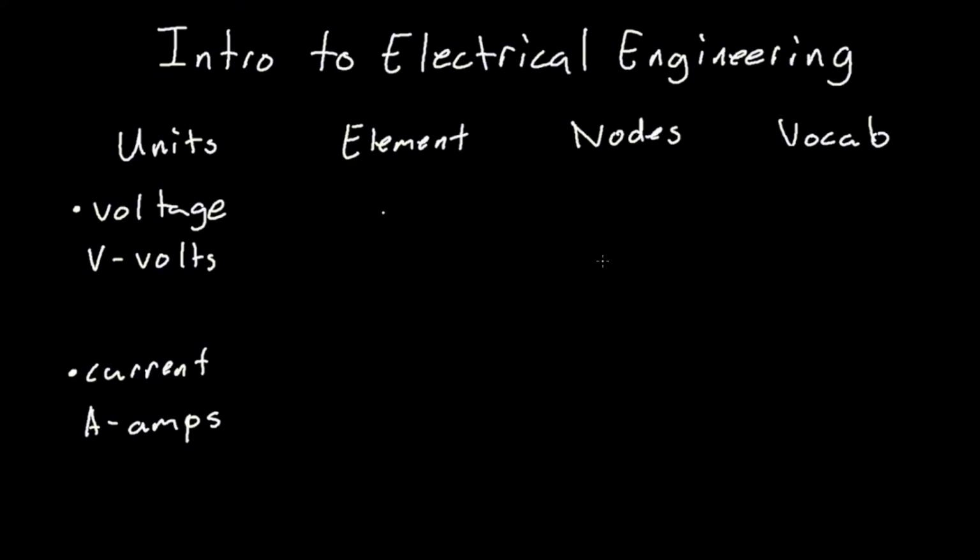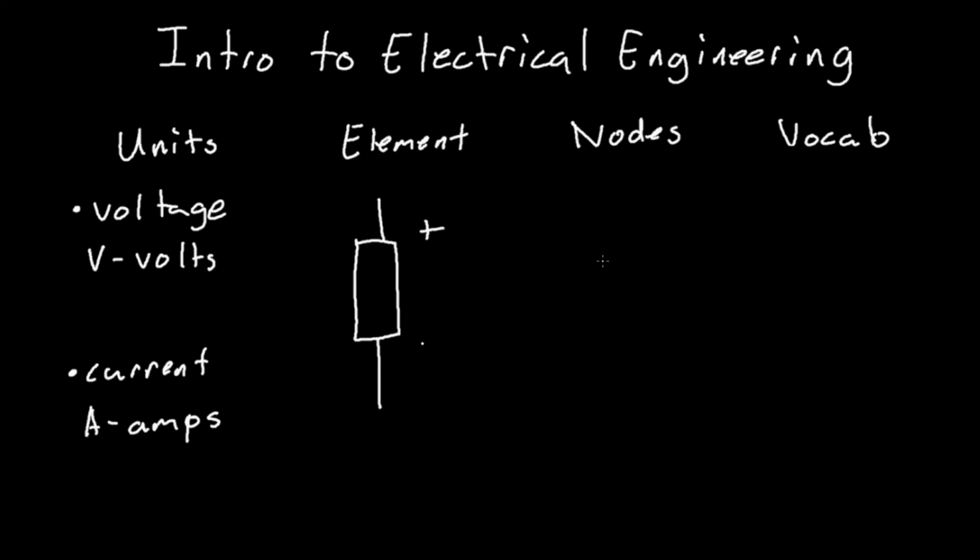All right, how about elements? Well, an element is just a very broad term that you can use for something that isn't a wire inside of your circuit. It could be a resistor. It could be an inductor. It could be, I don't know, a diode. It doesn't matter, okay? Something that isn't a wire.